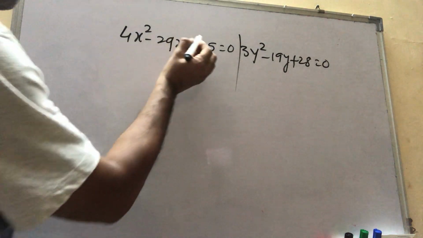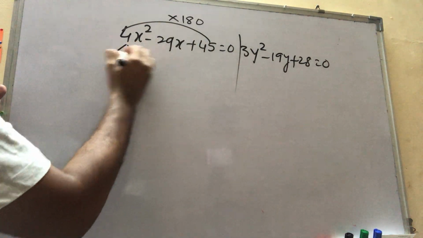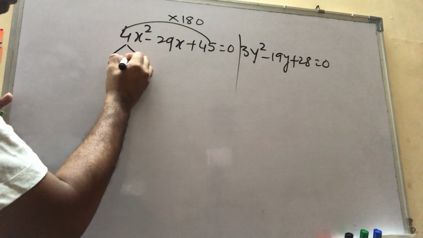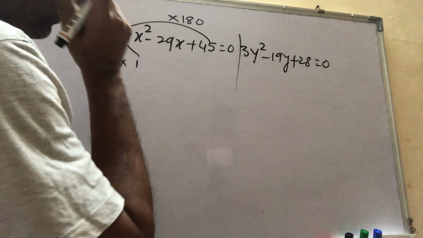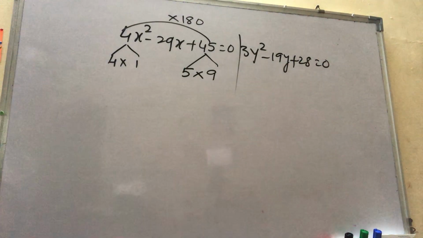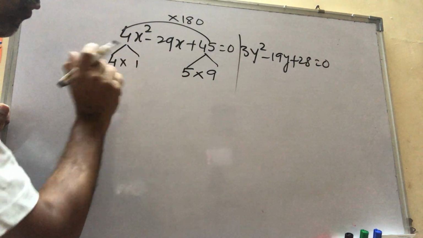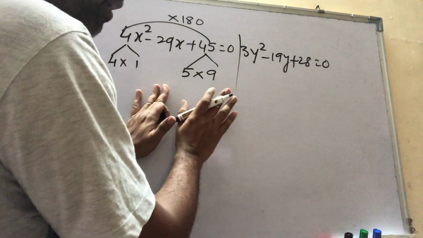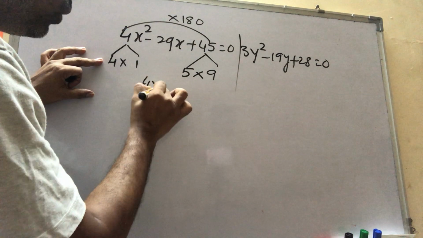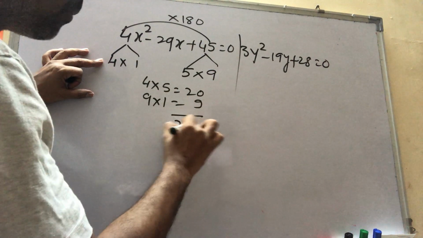What you will do here? See, 45 into 4, again 180. So you will divide this in such a way. If you write 4 into 1, 4 ones are 4. And if you take this, 5 nines are 45. So when you write 45 like this, 5 into 9 and this 4 ones are 4. So just do manipulation here in such a way that you will get minus 29. So what I will do, I will take 4 and 5. So 4 into 5, that is 20, and 9 into 1, that is 9. So addition comes what? 29.